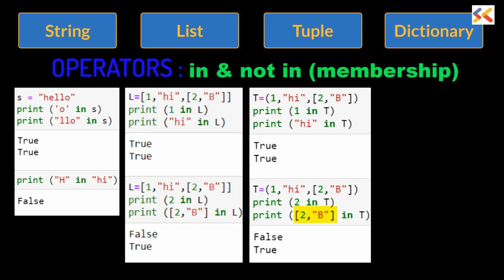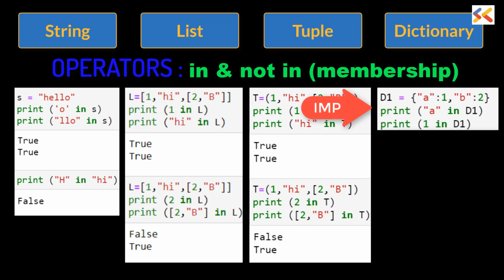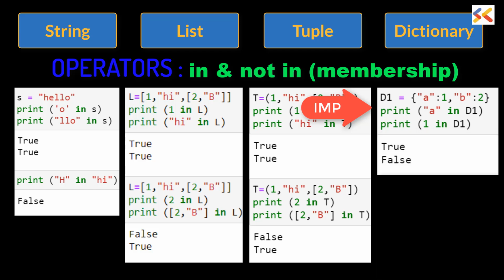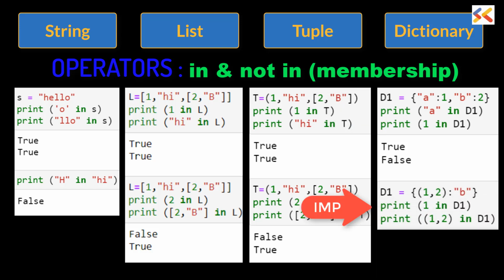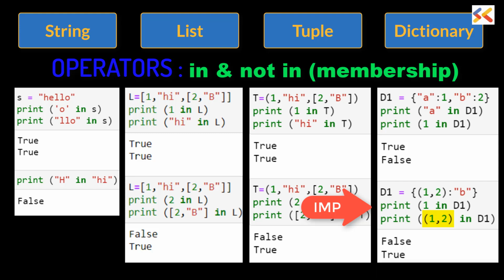Now, how does it work in dictionary? In dictionary, it searches only in the keys. So only if the key matches, it will say true, else it will return false. So we cannot search dictionary values using in. Here too, it will not enter a string or tuple to find a match, but you can search for complete tuple as a key. Only if it is an exact match, it will return true.